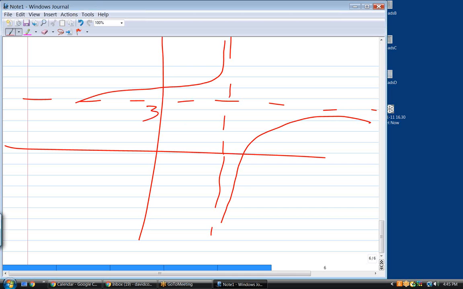Yeah, and it's possible sometimes that you can cross horizontal asymptotes. In other words, this curve could look like this. That's okay. It doesn't matter. It's still as x goes to negative infinity, y goes to 3.